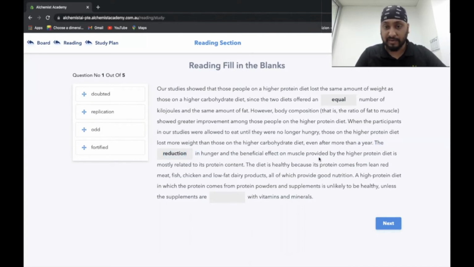And the beneficial effect on muscle provided by the higher protein diet is mostly related to its protein content. The diet is healthy because its protein comes from lean red meat, fish, chicken, and low-fat dairy products, all of which provide good nutrition. A high protein diet in which the protein comes from protein powders and supplements is unlikely to be healthy unless the supplements are dash with vitamins and minerals.